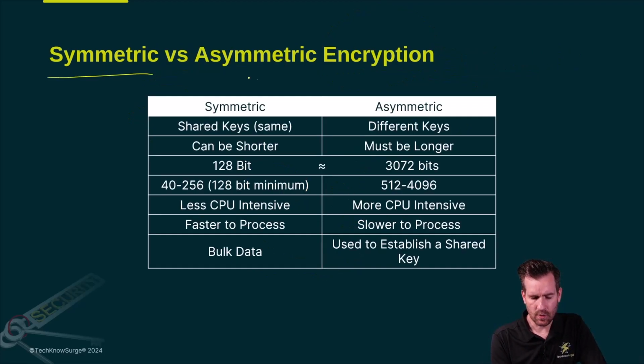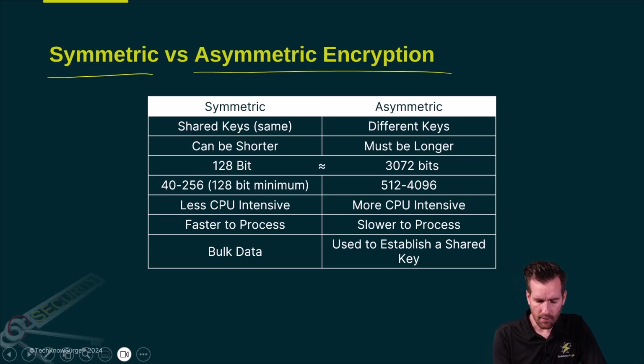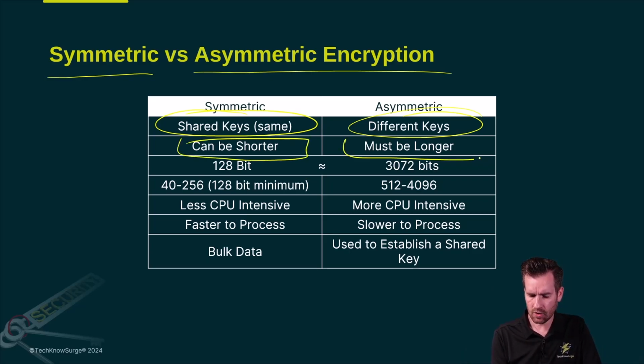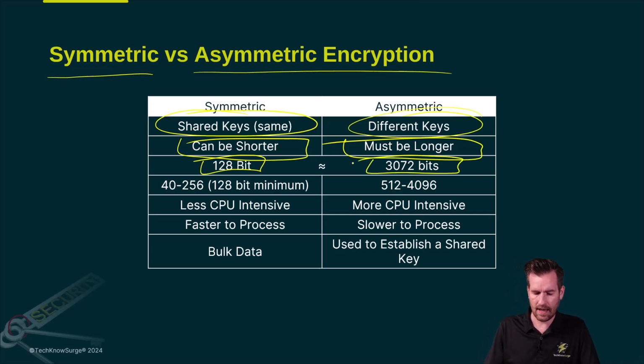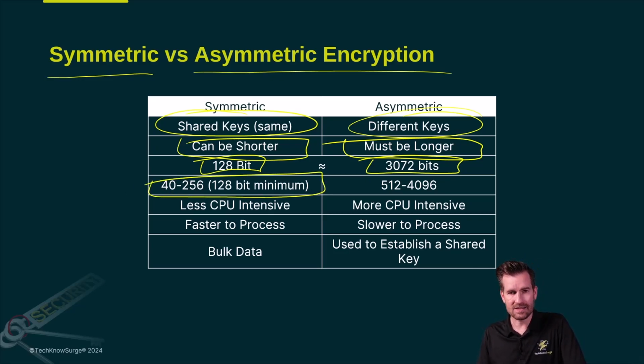So what are the differences between symmetric and asymmetric encryption? Well, as we said, symmetric has the same key on both sides versus asymmetric having different keys. But because of the way the different technologies work and how things are calculated, the symmetric key can be shorter where the asymmetric key has to be longer for the same level of security. So a 128-bit symmetric encryption would be roughly the equivalent of 3072 bits with an asymmetric algorithm. So the symmetric can be much smaller and shorter. 128 bits I'd say is the minimum. Up to 256 is pretty good by today's standards at least. And then versus asymmetric is 512 to 4096.